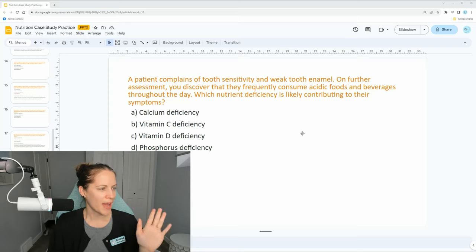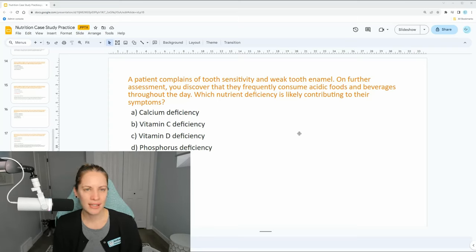Sorry guys. Okay. So a patient complains of tooth sensitivity and weak enamel. On further assessment, you discover that they frequently consume acidic foods and beverages throughout the day. Which nutrient deficiency is likely contributing to these symptoms? So always pay attention to the question. Tooth sensitivity, weak tooth enamel, you discover they're always consuming acidic foods and beverages. So think, you know, apples, orange juice, apple juice, just constant acidity. Even coffee is very acidic. Pop is acidic. Which nutrient deficiency is likely contributing to these symptoms?